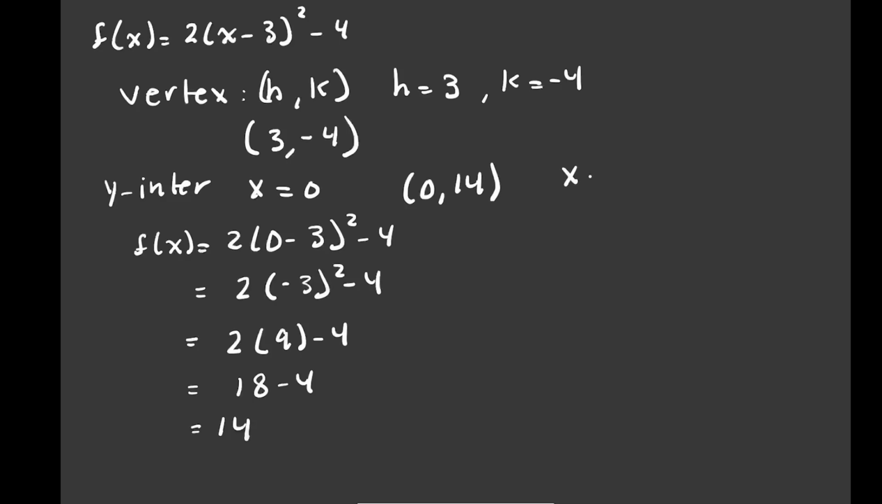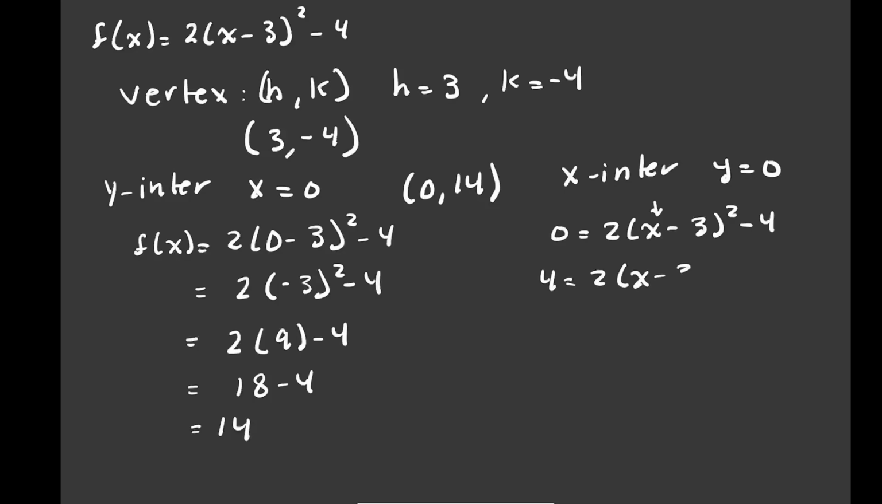Now to find the x-intercept, I set y equal to 0. So now here it's 0 equals 2(x - 3)² - 4. Now right here, my x is only in one place, so I can just do the order of operations to solve for x. So I add 4 to both sides: 4 equals 2(x - 3)². I divide by 2: 2 equals (x - 3)². Now to get rid of this power of 2, I square root both sides.